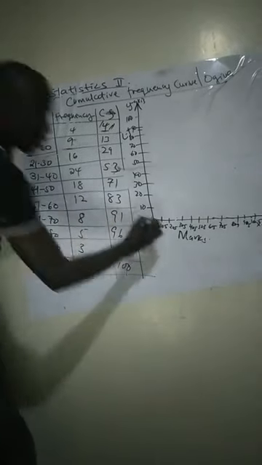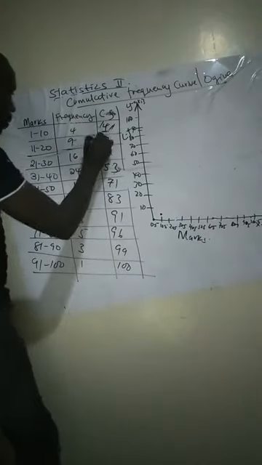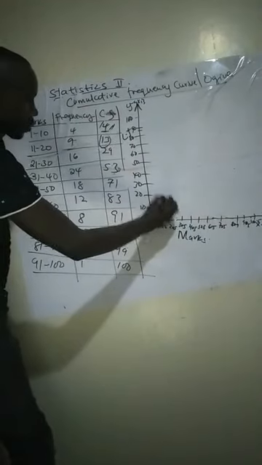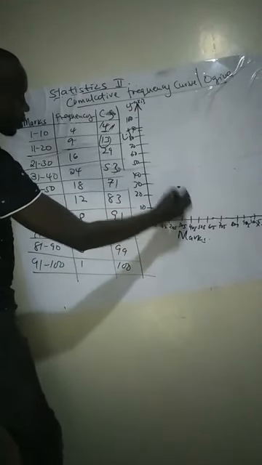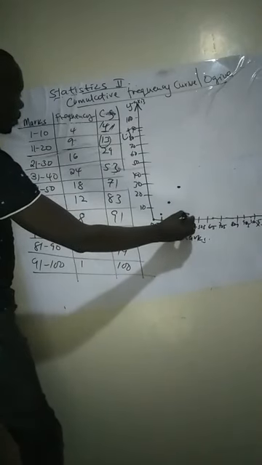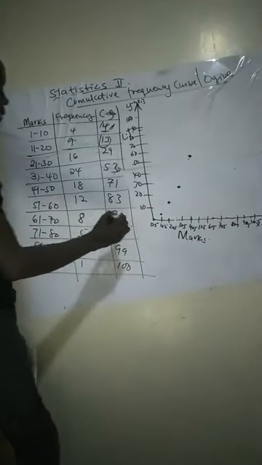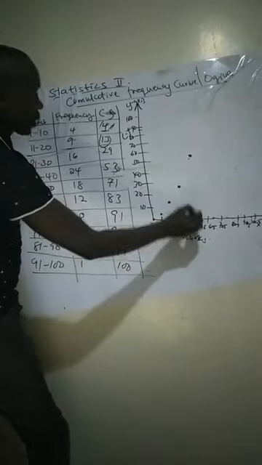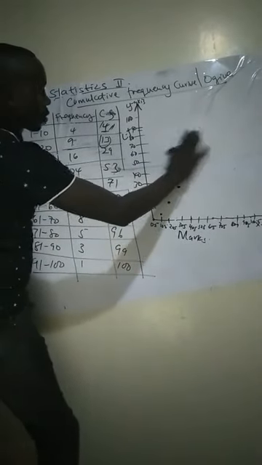We plot there. So the next one, 10.5, I now give you the frequency 4. So 4 is somewhere here. The next one, 20.5, 13. Remember, we're using the cumulative frequency. 20.5, 13, somewhere there. 30.5, 29, somewhere there. 40.5, 53, somewhere there. We have 50.5, and 50.5 is 71, all the way to 71.